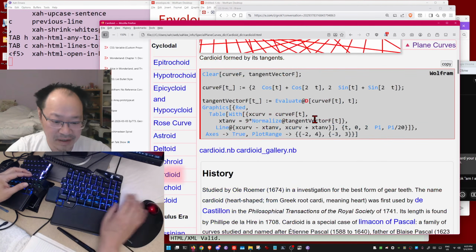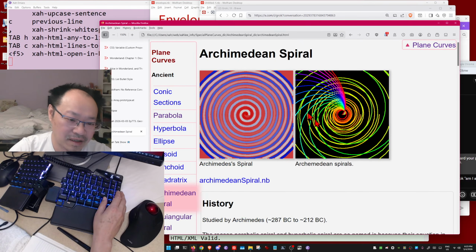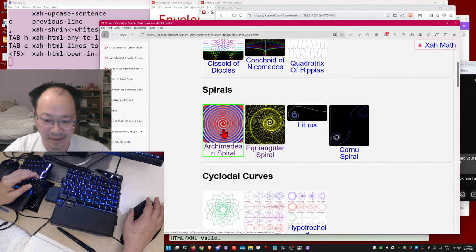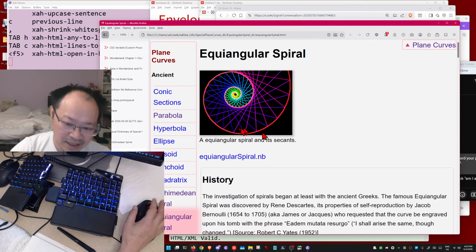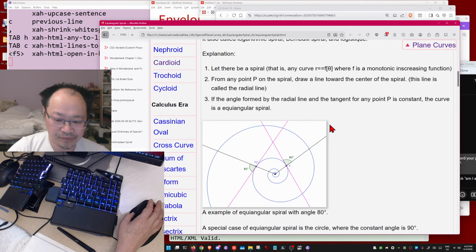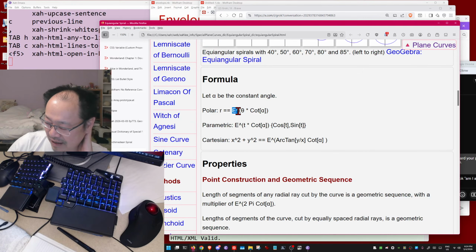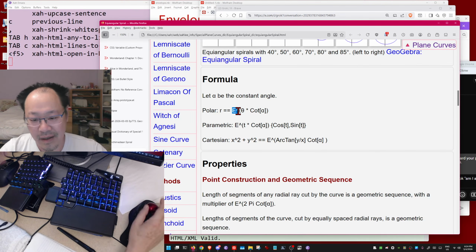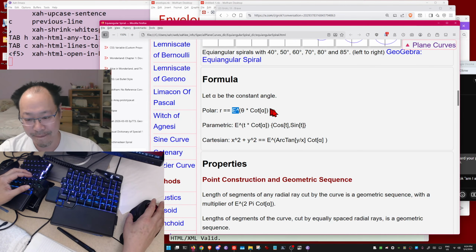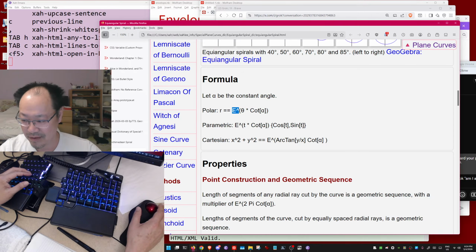I mean, I have the formula here, so let's see, where is it? Archimedean, not Archimedean. We want equal angular. So you go to the formula section, and you get the exponent. E is the special constant. How do they call that constant? Was that called Euler's constant? Anyway, maybe you guys get the idea.